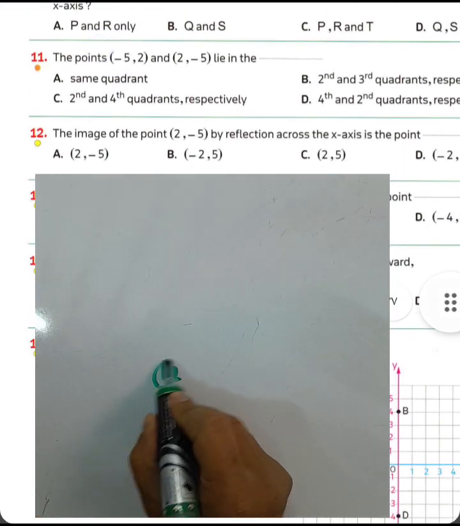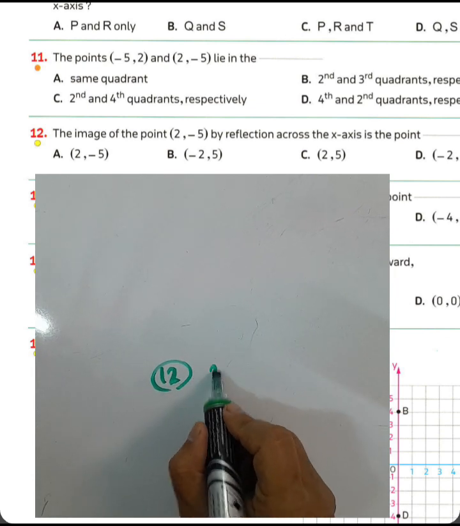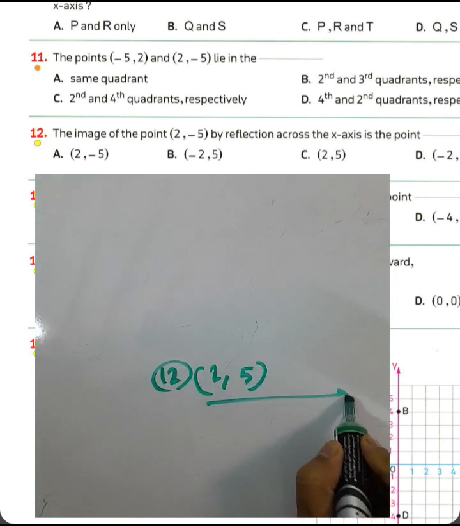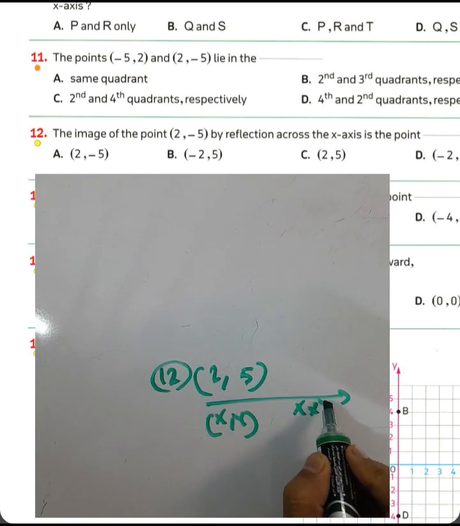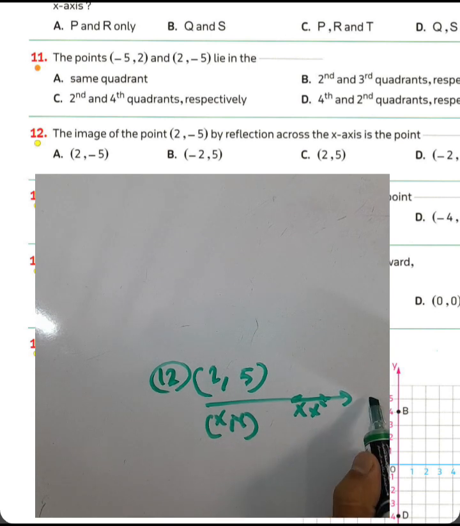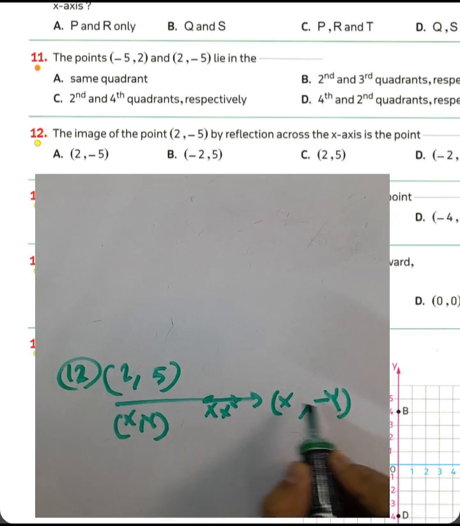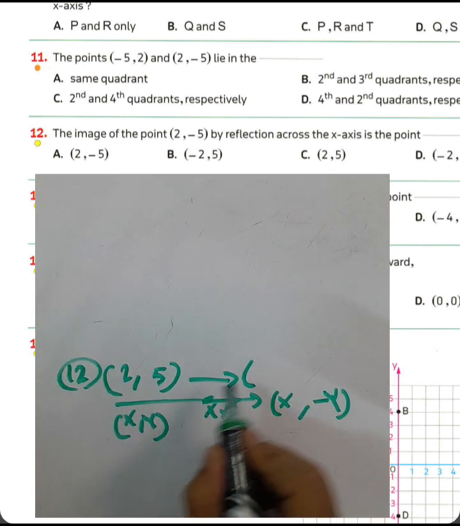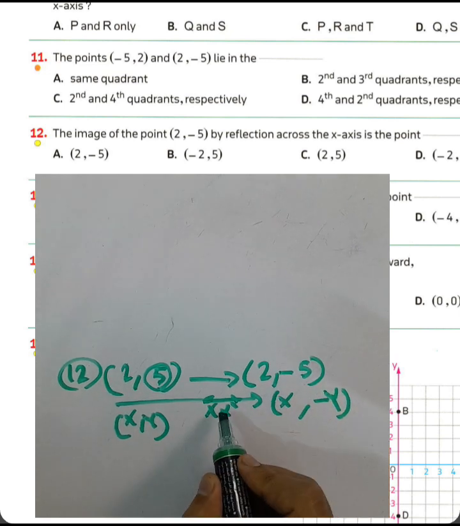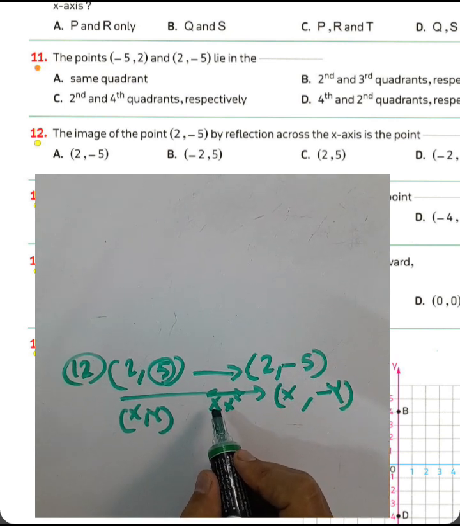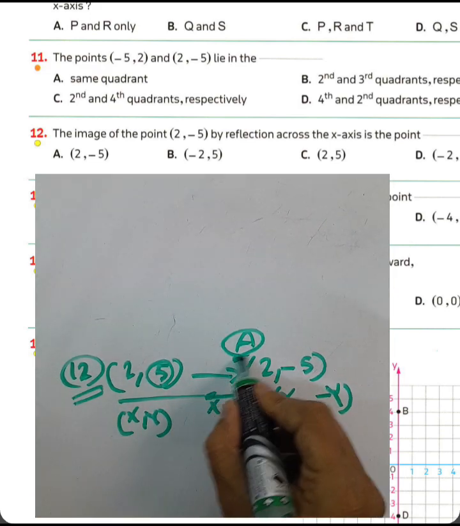Question 12. The image of the point by reflection in the x-axis. If we want to find the reflection of the point in the x-axis, you must put x here and change the sign of y. Then the reflection of this point, put x here and change the sign of y, -5. Then the point will be (2, -5). Choose A. Question number 12, the result will be A.